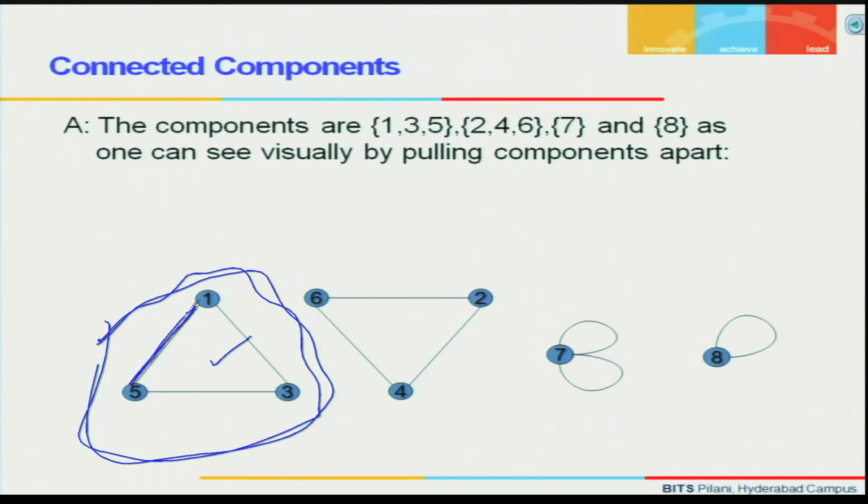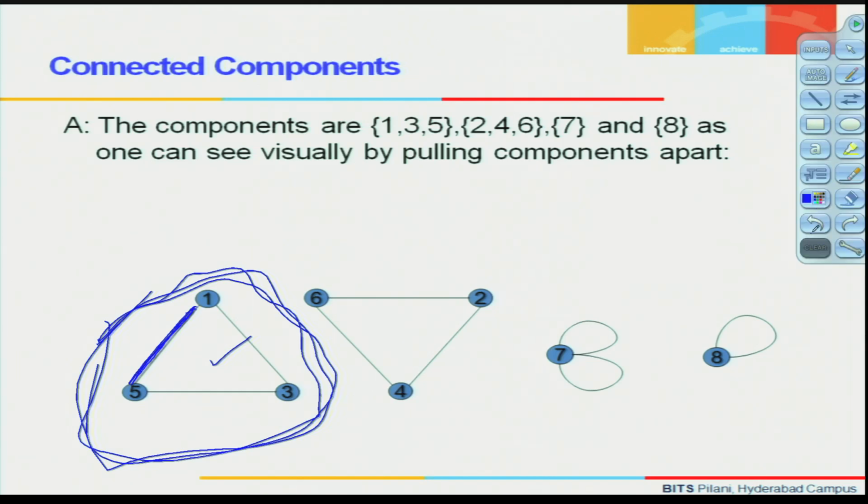Hence this particular subgraph is not maximally connected, whereas if you consider the whole thing, 1, 5, 3, it is very much a maximal connected subgraph, and hence it qualifies to be a component. This is called a component. Now how many components are here?